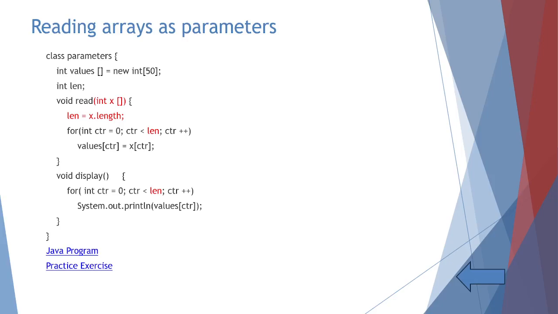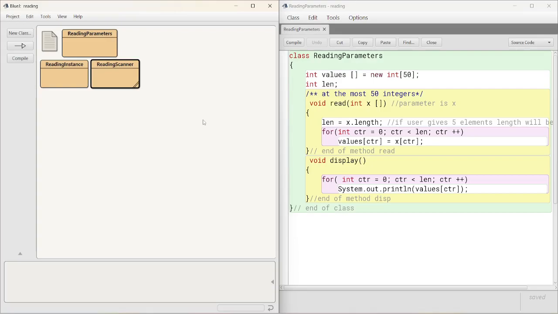Now the display method has another for loop till len and displays whatever is there in values, that is the instance variable. Let's see the same program in the Java environment. Now let's see the contents of reading parameters, the same program, with two member variables: one is an array, the second one is length. Two instance methods: void read, which receives x as a parameter, which is an array, and display. Both of them are instance methods.